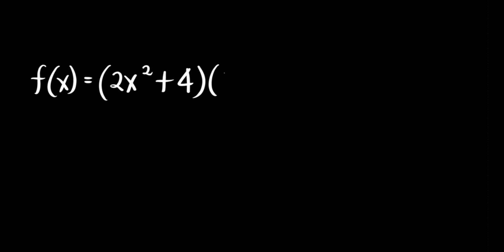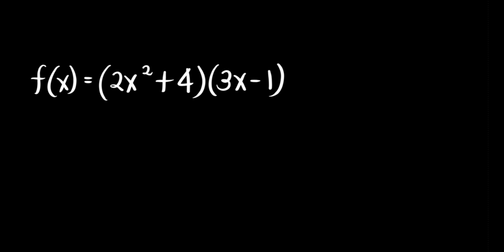For today's video, we're going to focus on another way to solve for the derivative of a function, and that is the product rule. We can use this whenever a function is multiplied by another function. Say for example, f of x equals 2x squared plus 4 times 3x minus 1. Notice that we have two smaller functions, this one and this one.